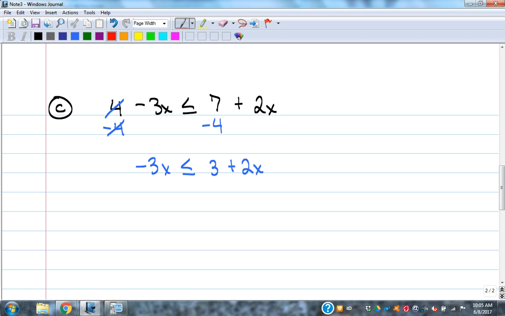And then I need to get the x's together, right? I want to subtract 2x. And notice I hadn't flipped the symbol here because I've not multiplied or divided by anything. I've moved some negative stuff around, but I haven't multiplied or divided by it. So that's why I haven't flipped it. Okay, so then that'll give me negative 5x is less than or equal to 3.